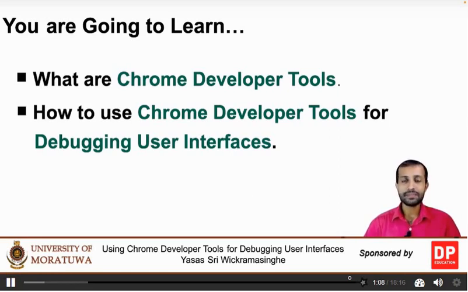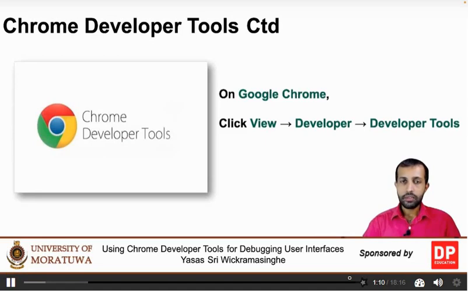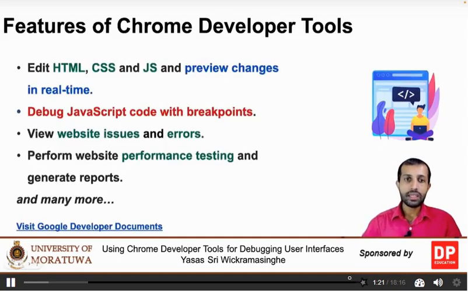Let's get started. To open Chrome Developer Tools, open Google Chrome browser and click View menu. Then go to Developer section and click Developer Tools. Suppose you design a web page, but you are not sure how this web page is going to look on different devices and how your web page elements are going to resize according to different screen sizes.